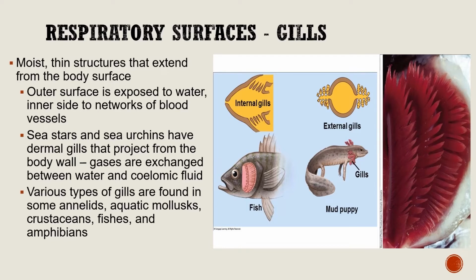Sea star and sea urchin have dermal gills that project from the body wall. Gases are exchanged between water and coelomic fluid. Various types of gill are found in some annelids, aquatic mollusks, crustaceans, fishes, and also amphibians.